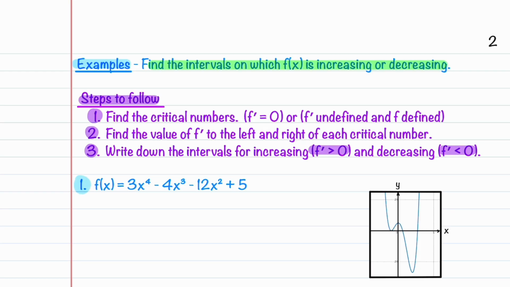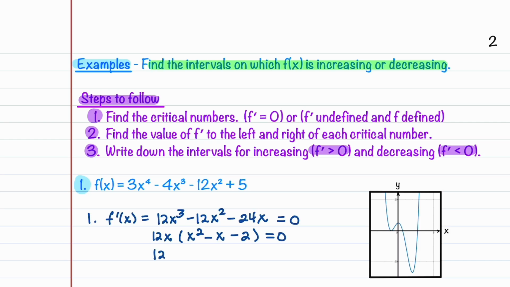We're given the function f of x is equal to 3x to the 4th minus 4x cubed minus 12x squared plus 5. The first thing that we're going to do is find the critical numbers, so we're going to start by taking the derivative. F prime of x is equal to 12x cubed minus 12x squared minus 24x. To find the critical numbers, we set that equal to 0. It looks like we can factor out a 12x, and then we're left with x squared minus x minus 2.